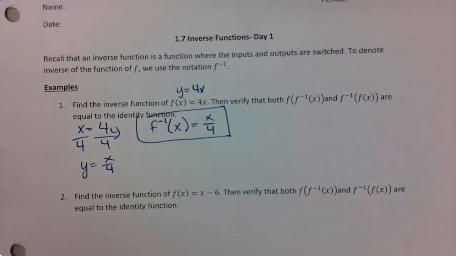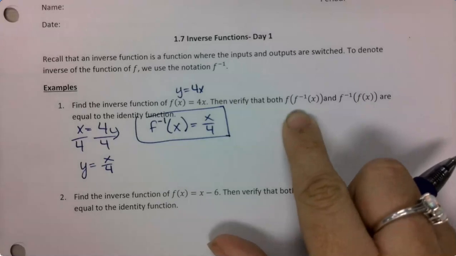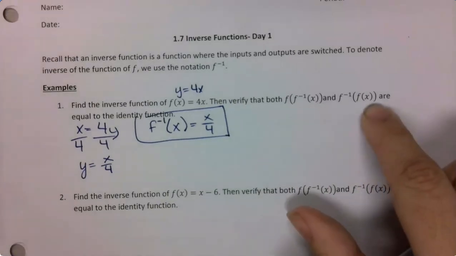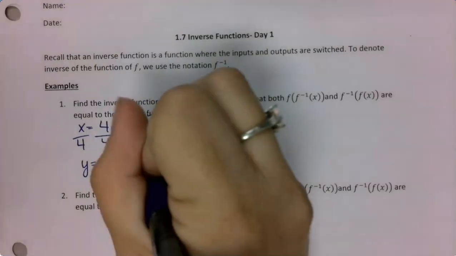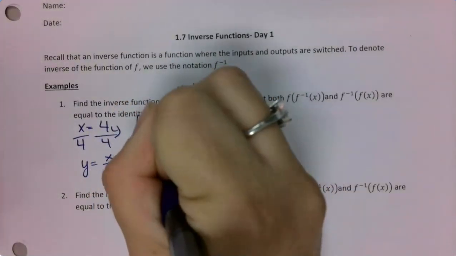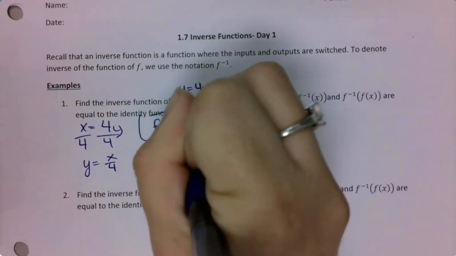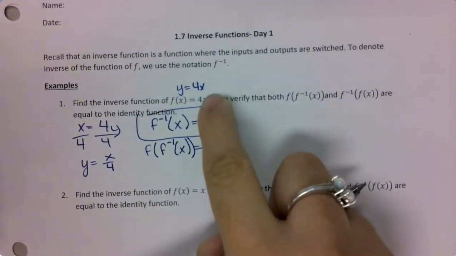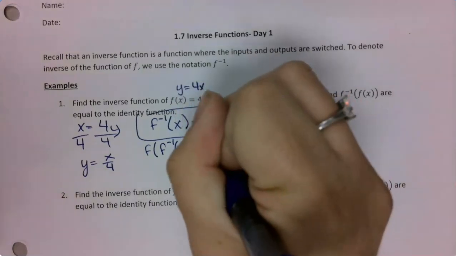Okay, so now I need to verify that both f of my inverse function and f inverse of my normal function give me the identity function. So the first thing I'm going to do is f of my inverse. So what I'm going to do is plug the x divided by 4 in for the x in my original function.